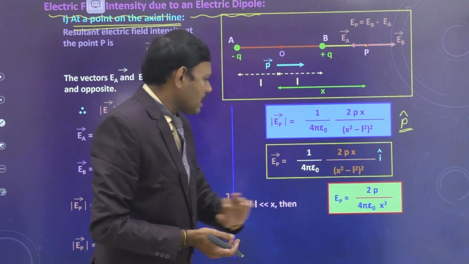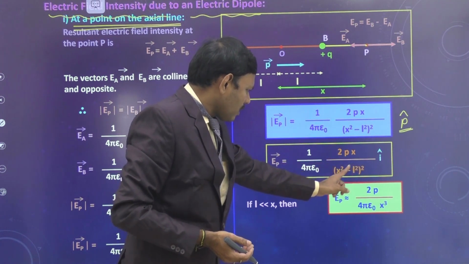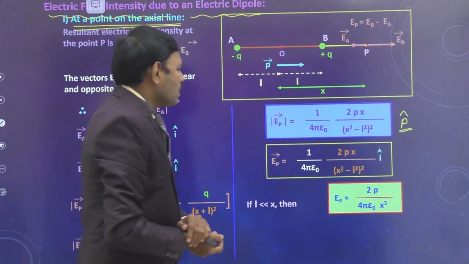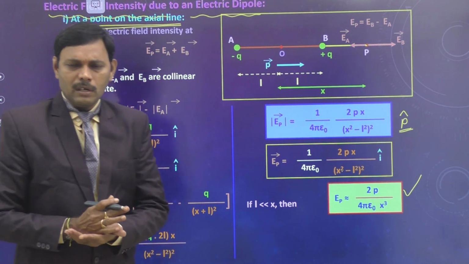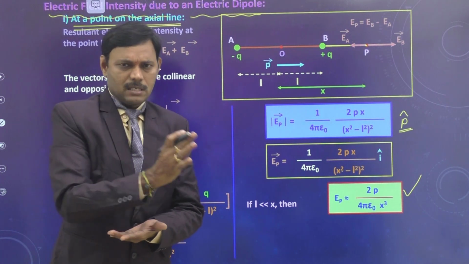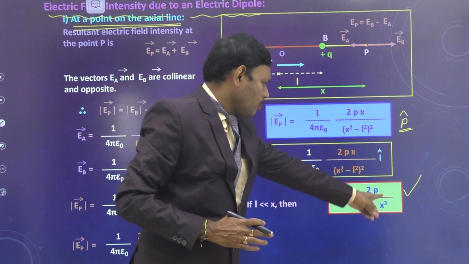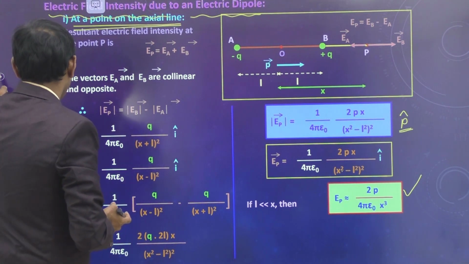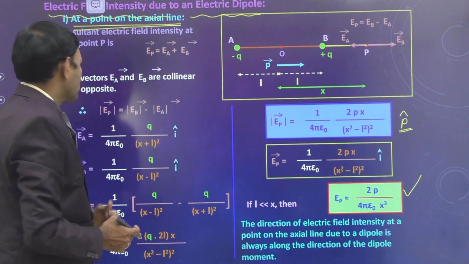Then (x square minus L square) whole square is approximately equal to x square whole square. Therefore, x square whole square means x power 4. x by x power 4 means x cube. So, in most of the problems, we prefer this equation. The electric field due to a dipole of dipole moment P at a distance x from the center of the dipole on its axial line is 1 by 4 pi epsilon naught, 2P by x cube, along the dipole moment direction. This is the ultimate formula. Remember it. Here the direction is along the direction of the dipole moment.